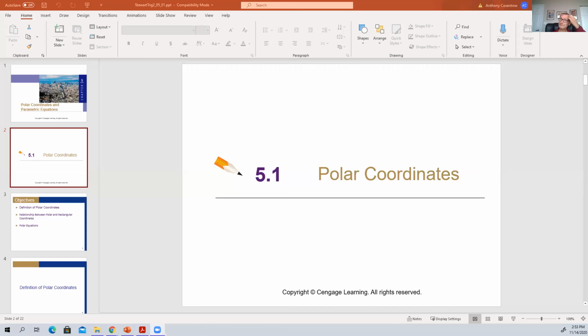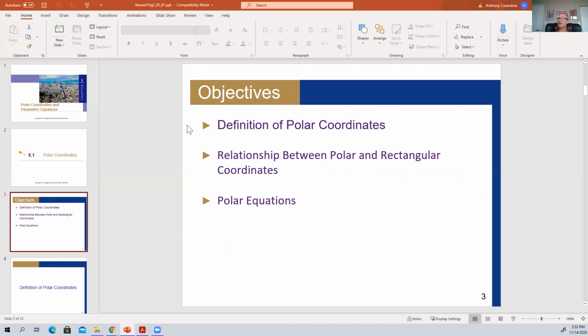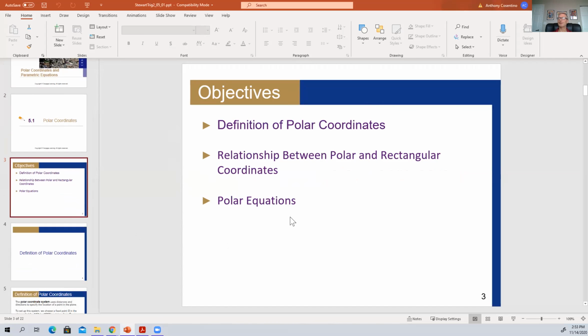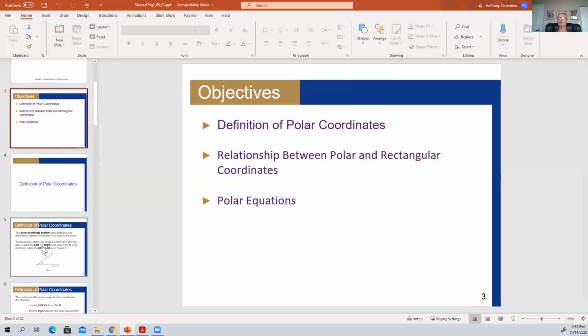And so what we're going to do is define that for you and show you the benefits of it with regards to this transformation. And so here's what we're going to do in section 5.1. Define it, show you the relationship between the two, and then show you the benefit of a polar equation with regards to the difference between rectangular and polar and its benefits.